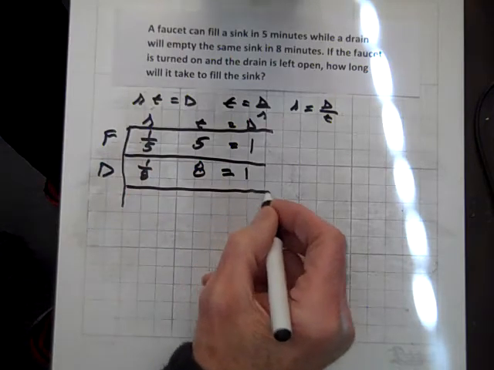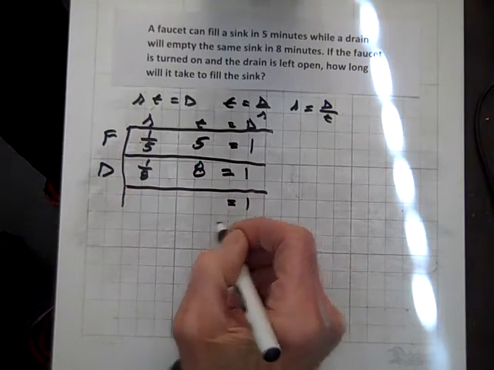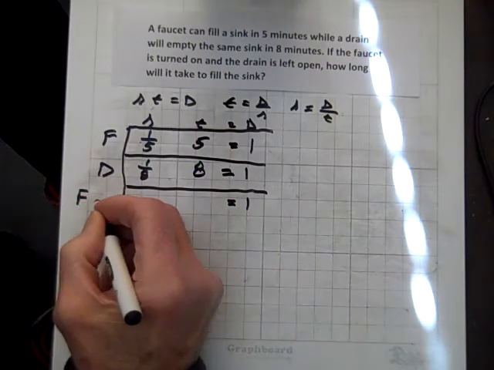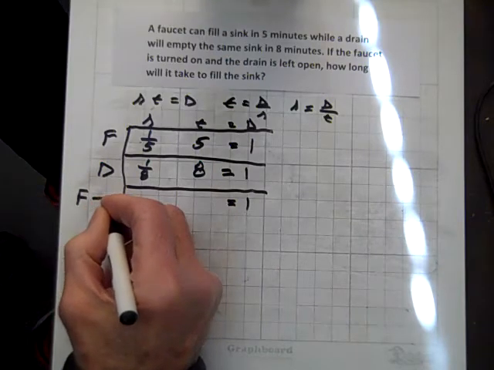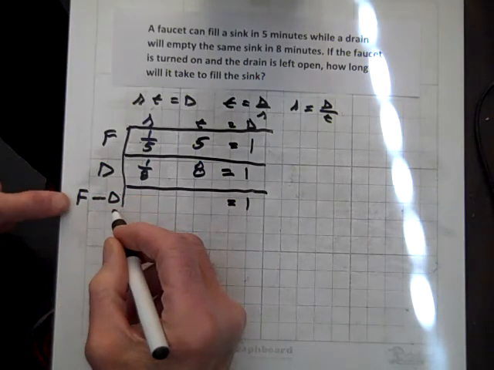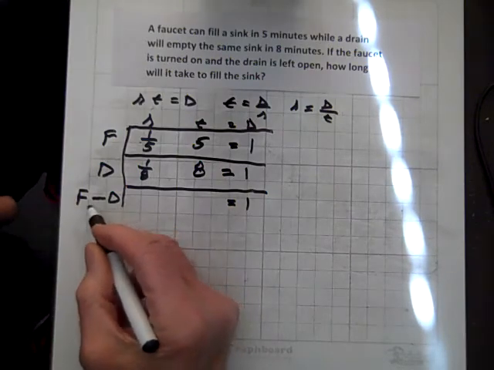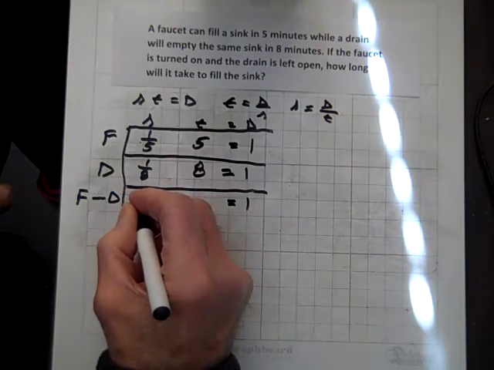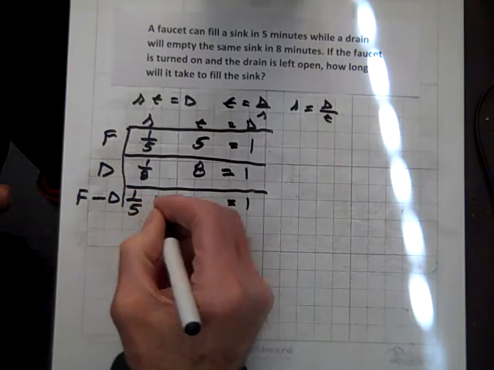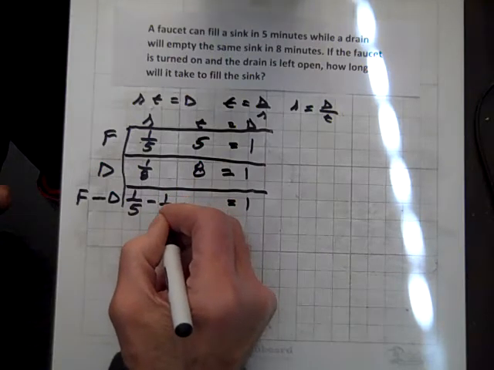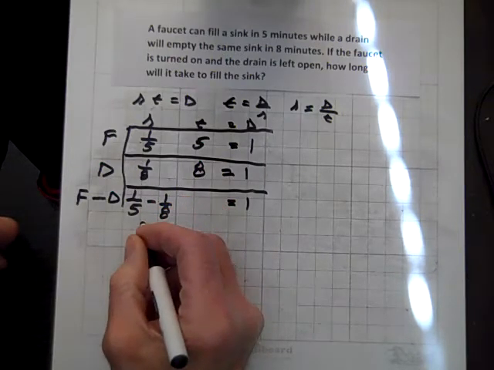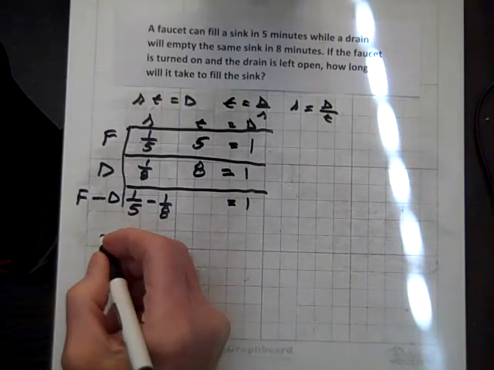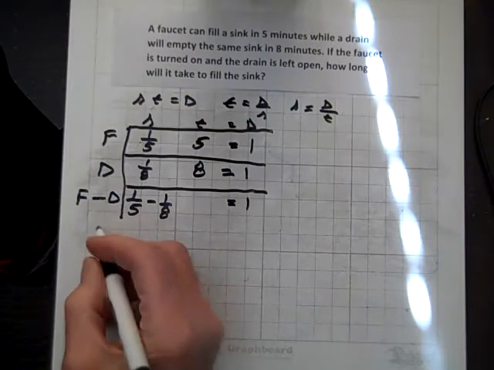And now the question is, how long is it going to take to fill the sink, one sink, if you turn on the faucet and open the drain? In other words, you've got water going in, water going out. That's why you have a difference. Well, that difference will be reflected in their rates. The rate in is 1/5. The rate out is 1/8. So that's 1/5 of a sink per minute, 1/8 of a sink per minute. Now, let's add those up and find the combined rate.